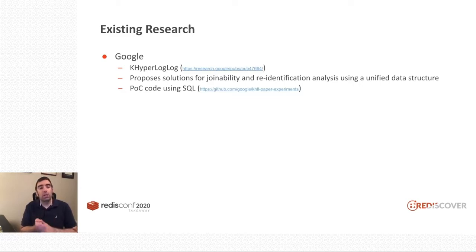The proof of concept code for both the joinability / containment and the re-identification analysis is in a GitHub repo under Google, and they used BigQuery to demonstrate this capability.